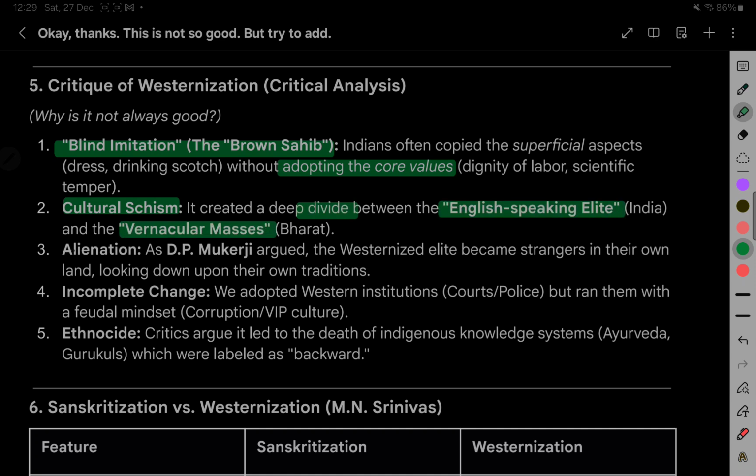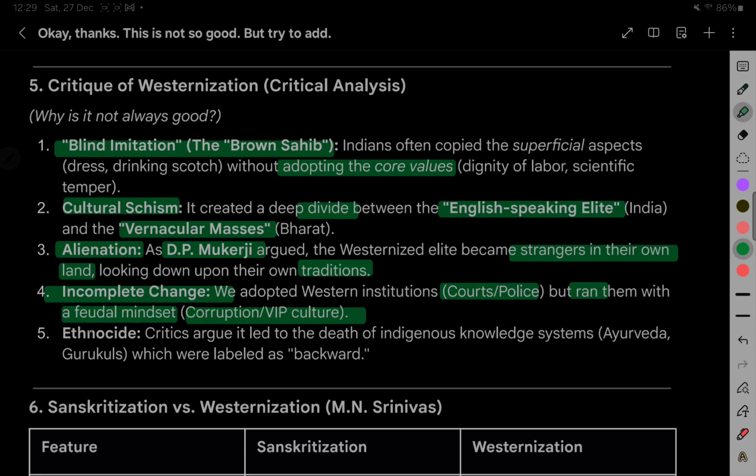Bharat. Alienation: as D.P. Mukherjee argued, the westernized elite became strangers in their own land, looking down upon their own traditions. Incomplete change: we adopted Western institutions, courts, police, but ran them with a feudal mindset, corruption, VIP culture. Ethnocide: critics argue it led to the death of indigenous knowledge systems, Ayurveda, Gurukuls, which were labeled as backward.